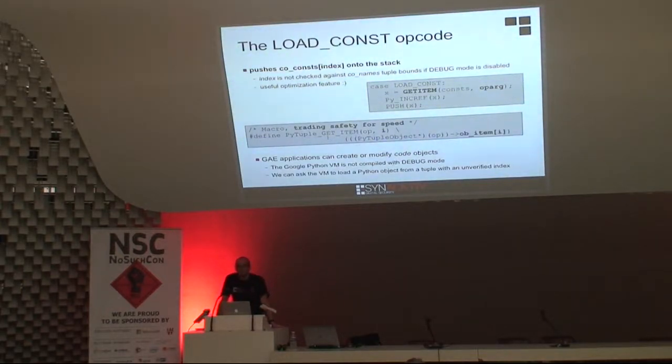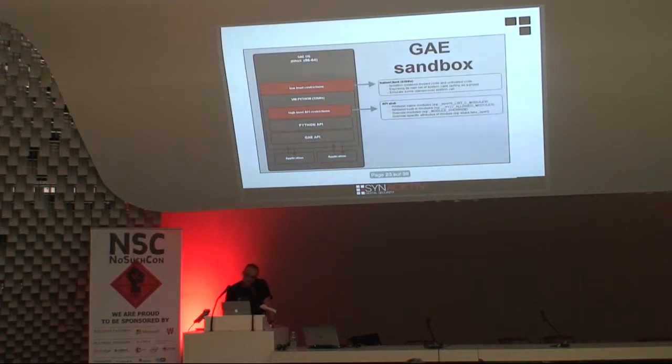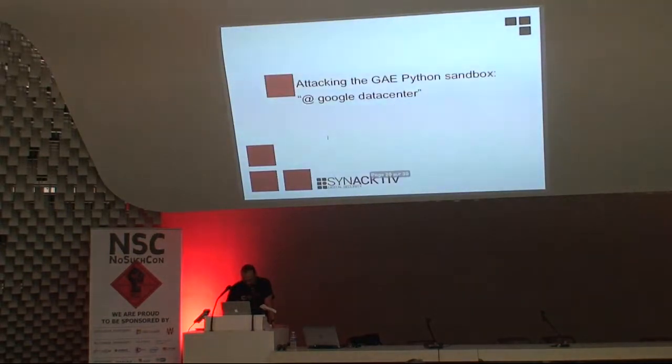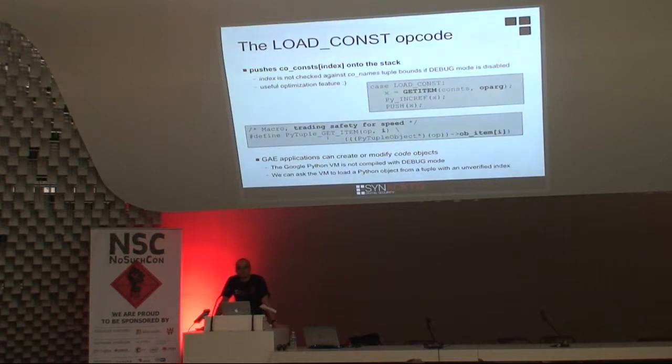Here we have been exploiting the high-level API restriction during the last two slides. Now I will talk about exploiting the Python VM layer. So Python is a virtual machine, so a virtual machine comes with bytecode, with opcodes, etc. Here we are interested in one of the opcodes, which is called LOAD_CONST. This opcode takes a Python object in a tuple, which is like an array, and pushes this value onto the stack. The thing is that this value is picked at a specific index, and this index is not checked when Python is compiled without debugging. It's even commented in the code, trading safety for speed, so it's pretty clear.